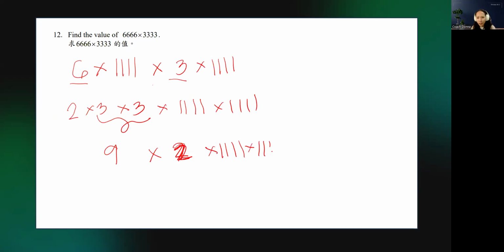Times 1111. Alright. Please refrain from using foul words in our chat box, okay?